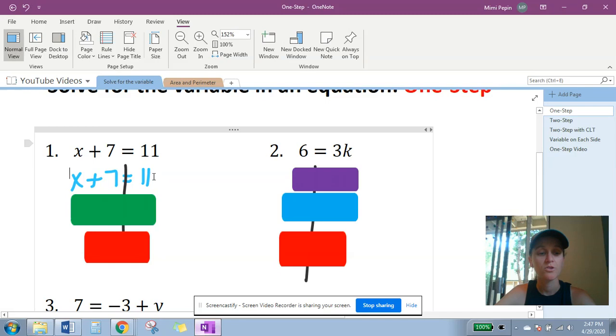So remember on these we're just trying to do the opposite operation so we can get the variable by itself. So here we have x plus 7 equals 11. We want to keep that x there, but we want to get rid of that positive 7. We want to move it to the other side of the equation.